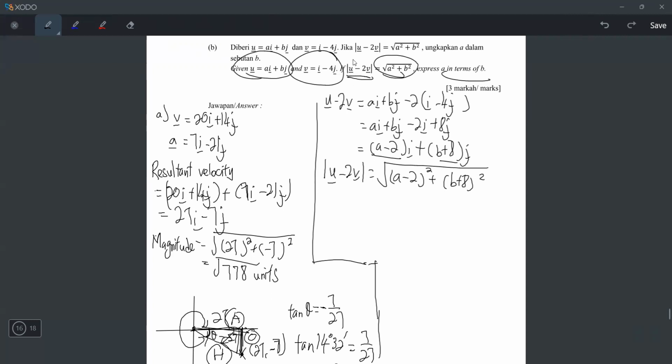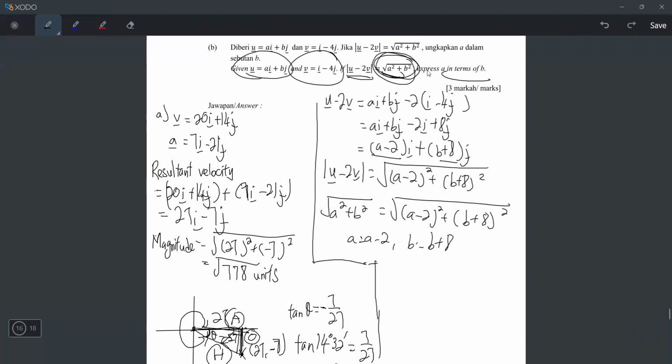So the one they give us is magnitude of U minus 2V equals to this. So it means this one and this one can compare. So I can write square root A square plus B square equals to this one, square root A minus 2 square plus B plus 8 square. But I don't think you will compare like this. I don't think you will take A equals A minus 2, B equals B plus 8. Because if you look at the question, they ask for A in terms of B. So if you compare like this, you can't get the equation where it's A in terms of B.